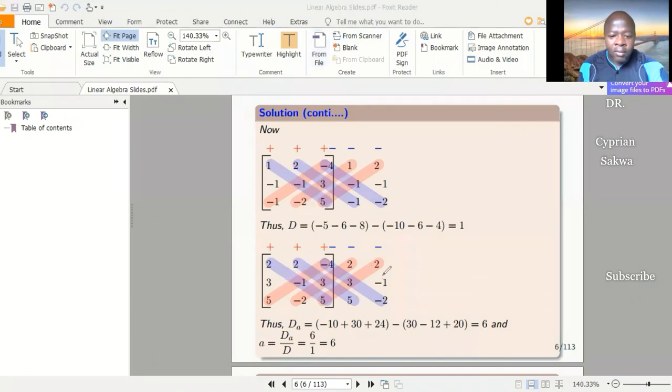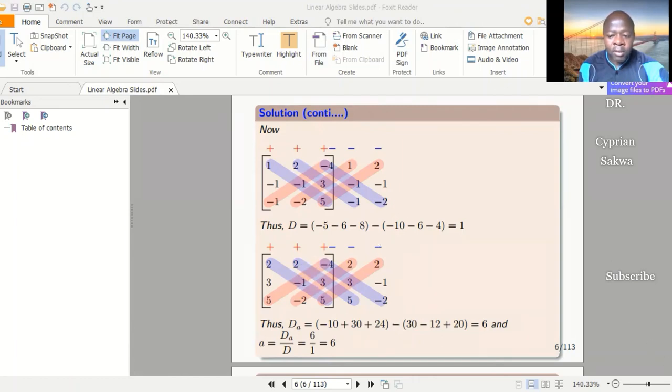The first two columns, add them here and multiply along the blue diagonals. For instance, 2 times negative 1 times 5, that is negative 10. 2 times 3, 6 times 5, 30. Negative 4 times 3 is negative 12, times negative 2 is positive 24. Write that result in this first bracket, then minus. In the second bracket, write what you get when you multiply along the red diagonals. When you do this, you get 6 as the determinant with respect to A. So what is A? A is dA over D. That is 6 over 1, which gives you 6.